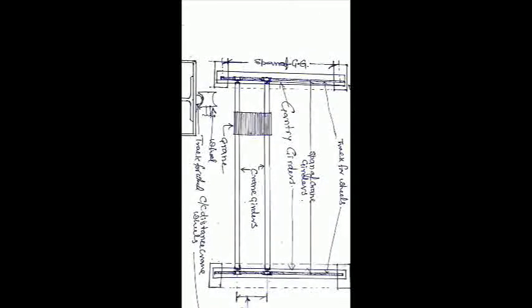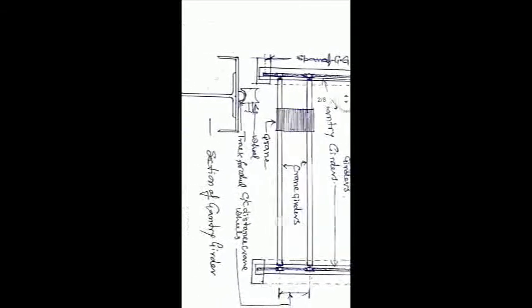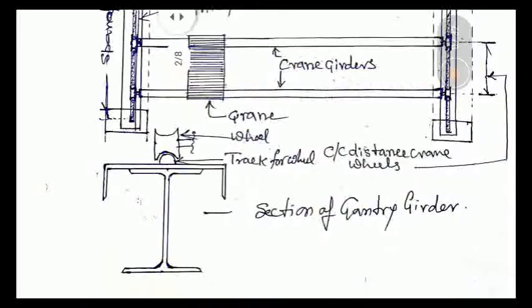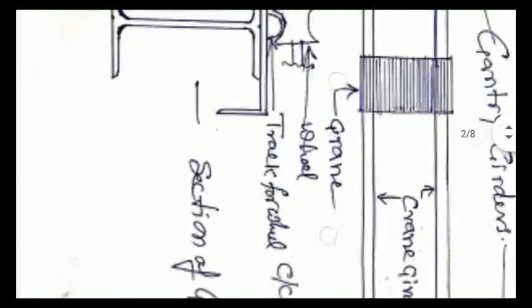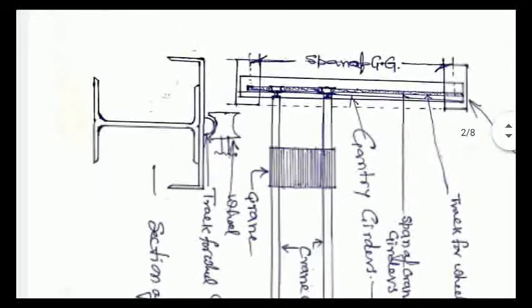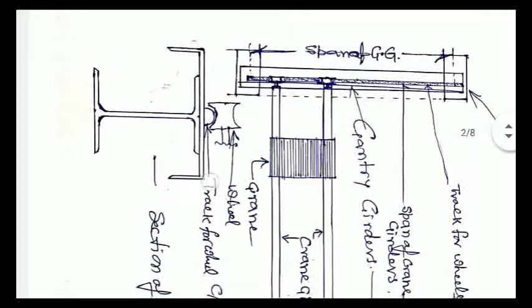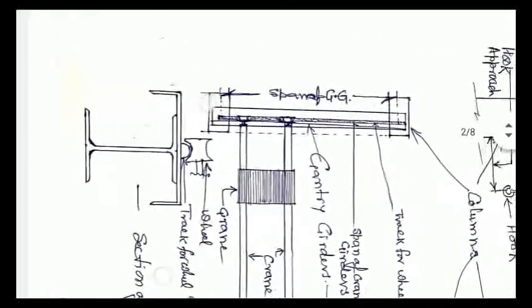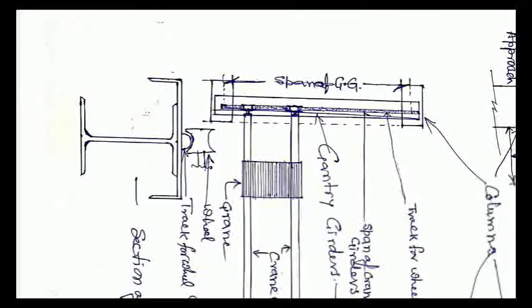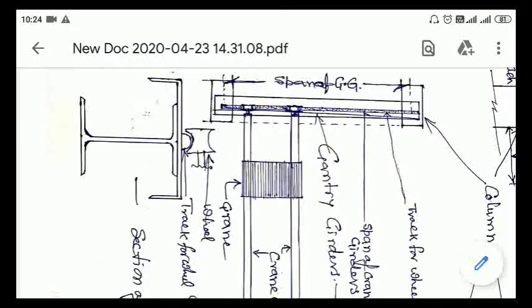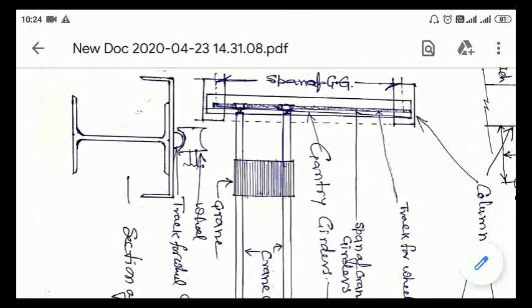Now you can see the cross section of the gantry girder here in this diagram. This is an I section, and a channel section is covering over this I section, and on the channel section there is a track made here, and this is the rolling wheel on which the crane girder rolls to and fro.